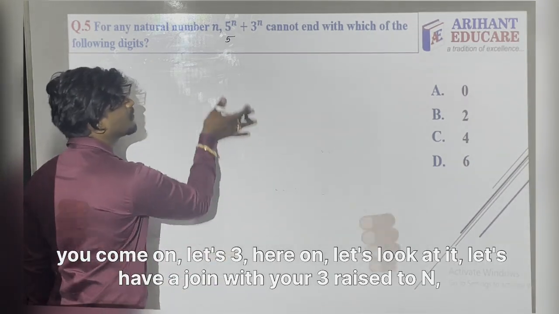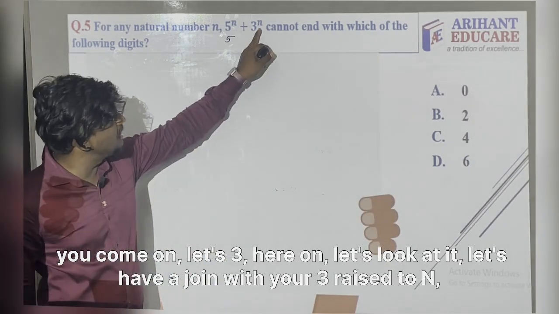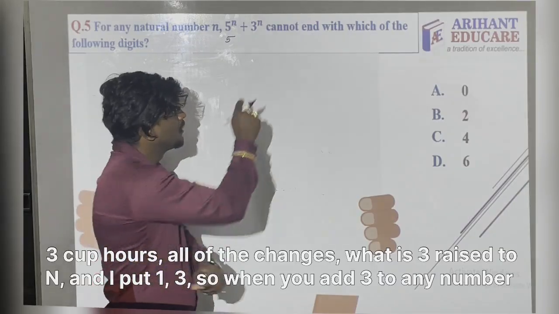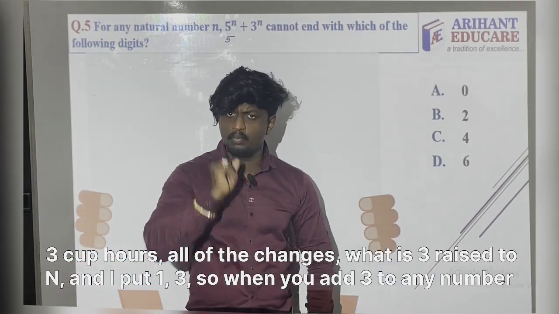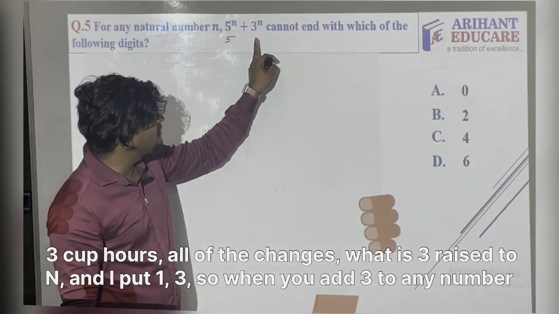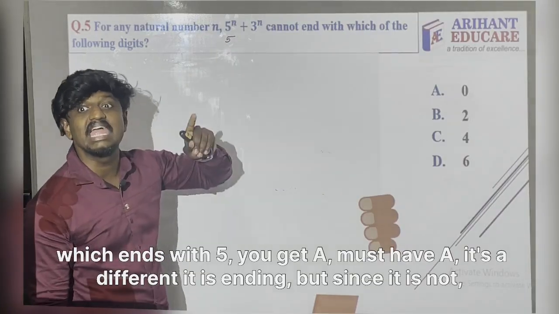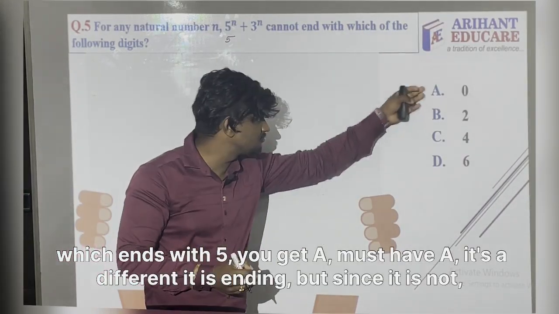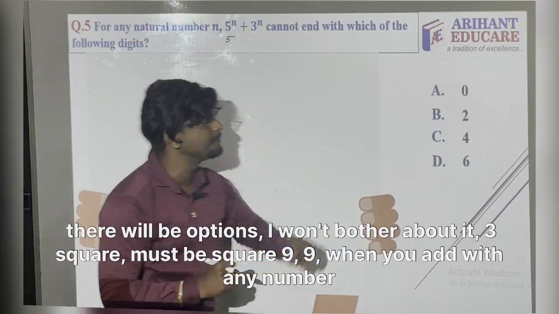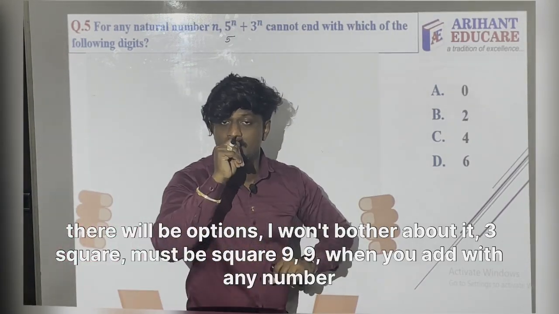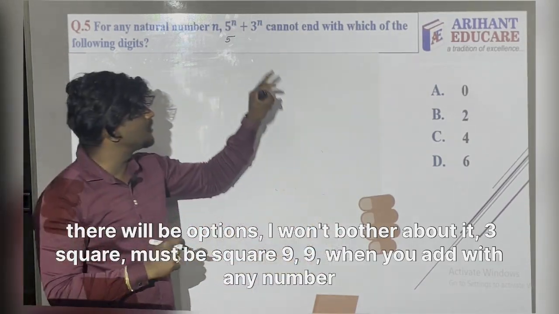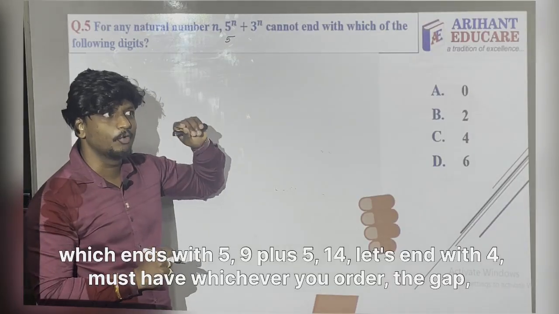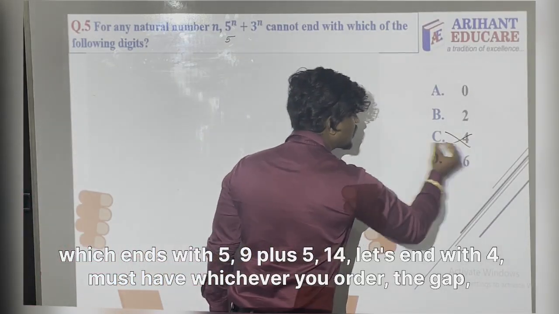एक काम करते हैं, 3 के लिए थोड़ा सा मेहनत कर लेते हैं. Let's have a drawing board here. 3 raised to n. 3 का power थोड़ा सा change था. What is 3 raised to n? When I put 1, 3. So when you add 3 to any number which ends with 5, you get 8. Matlab 8, so definitely it is ending, but since it is not there in the options, I won't bother about it. 3 square, what is 3 square? 9. 9, when you add with any number which ends with 5, 9 plus 5, 14, it is ending with 4. Matlab bichara ye option to gaya.